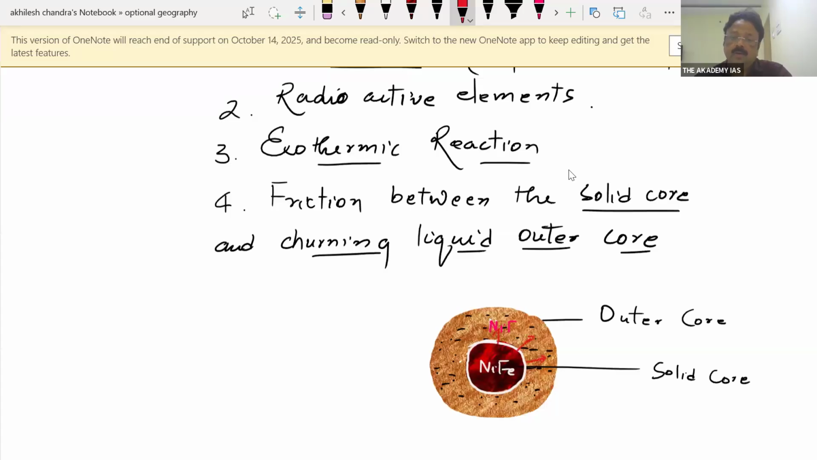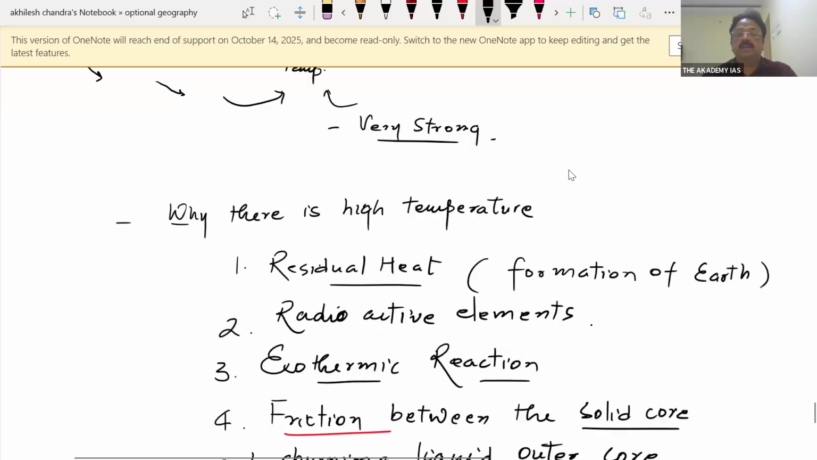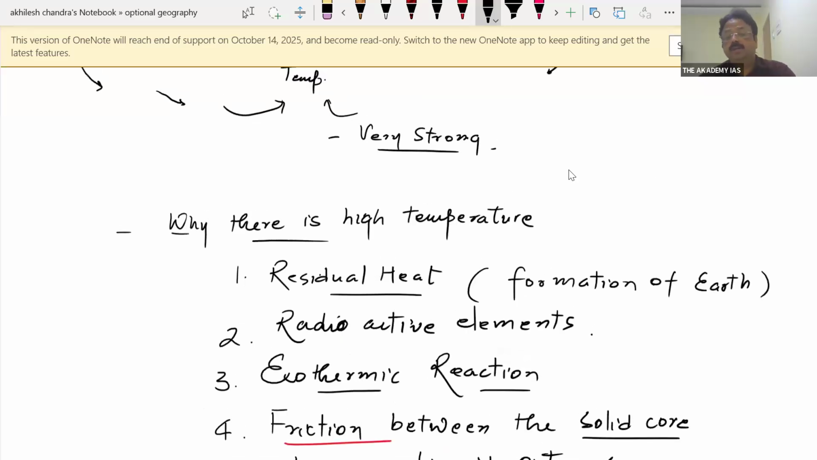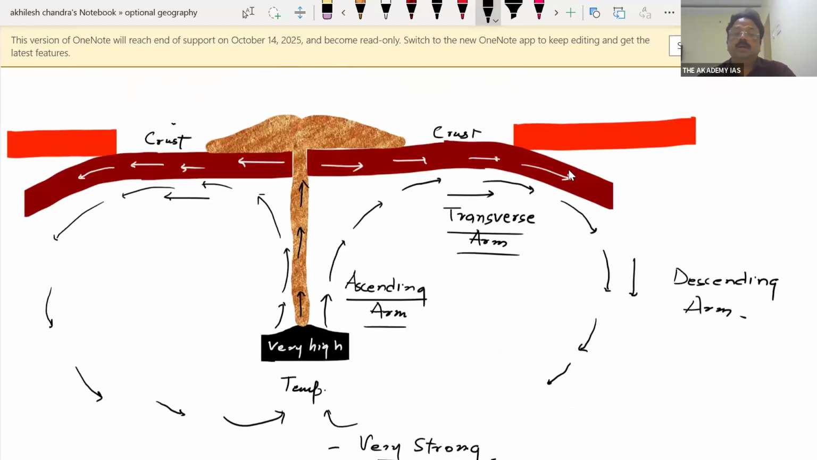And this heat is what? Responsible for the heating effect. So why is there churning of the outer core? You know, because of the rotation of Earth. So friction between the solid core and the churning liquid outer core is also responsible for the release of heat. And this heat is responsible for what? Rise of convectional current or heating of the interior of Earth. And this convectional current is so strong that it can move the crust up.